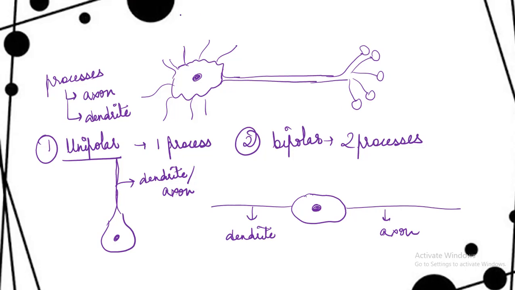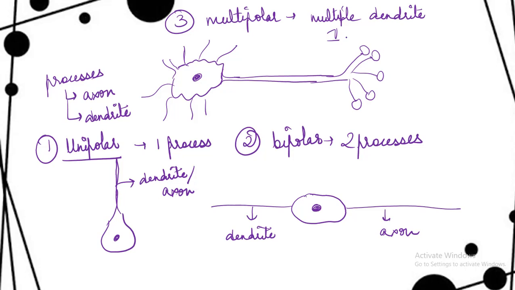Then the third type is which type? Multipolar, meaning there will be multiple processes. So multiple processes means what? There will be multiple dendrites, but there will be only one axon. Okay, so here you can see there are multiple dendrites, numerous in number, but there will be only one axon. The axon is only one in number.